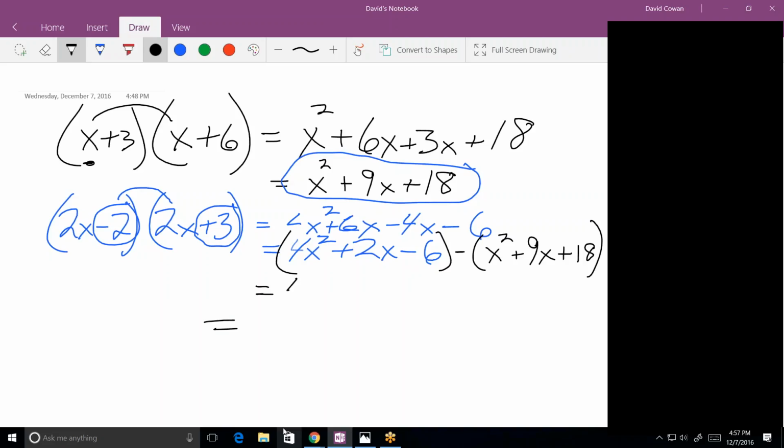4x squared plus 2x minus 6 minus x squared minus 9x minus 18. Good. Now combine like terms. Alright, so 4x squared minus x squared is 3x squared. And 2x minus 9x is negative 7x.